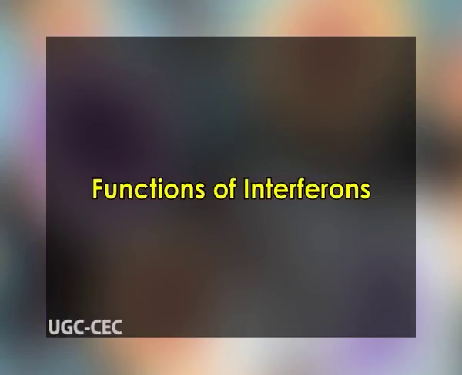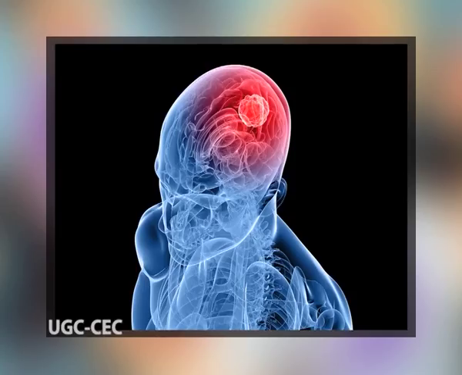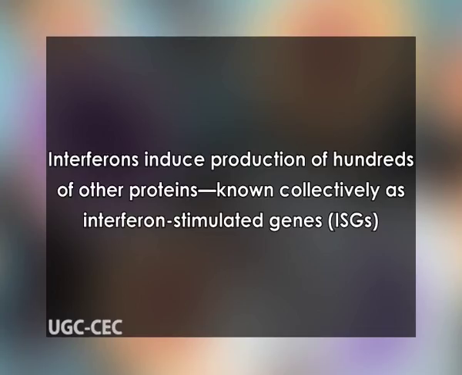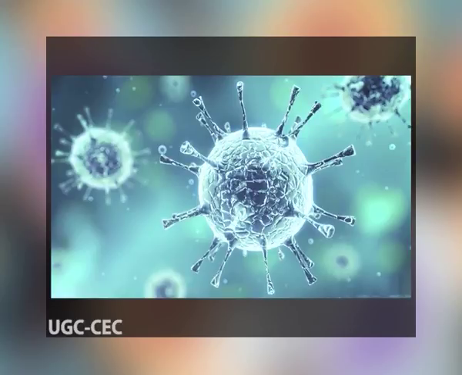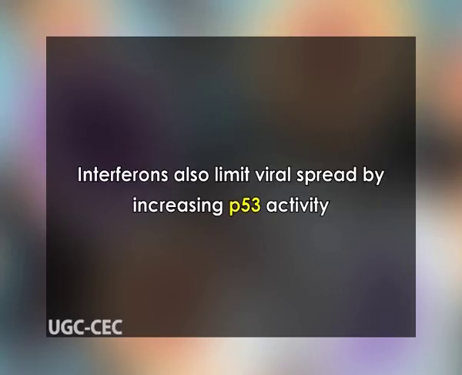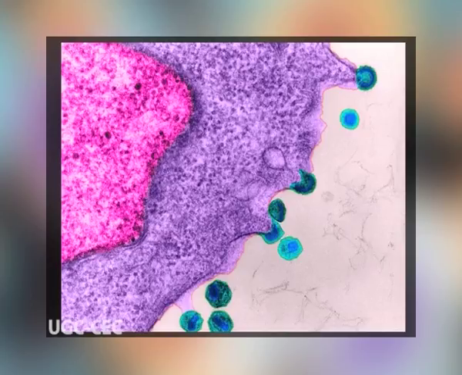Moving on to functions of interferons. All interferons share several common functions. They are antiviral agents and can fight tumors. As an infected cell dies from a cytolytic virus, viral particles are released that can infect nearby cells. Number 1. Interferons induce production of hundreds of other proteins known collectively as interferon-stimulated genes, ISGs, that have roles in combating viruses. Number 2. They also limit viral spread by increasing p53 activity, which kills virus-infected cells by promoting apoptosis.